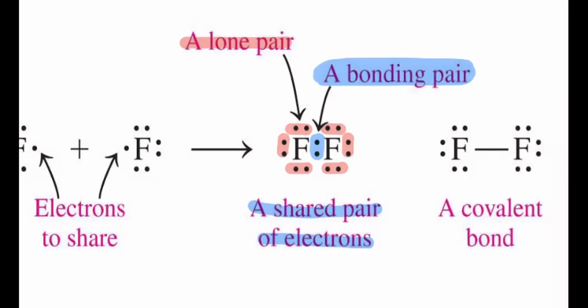Now, another way that we can illustrate that bonding pair is by drawing a line, okay? And this line is the same thing as a shared pair of electrons. It's just that that line is what is called a covalent bond. That's how we illustrate it.